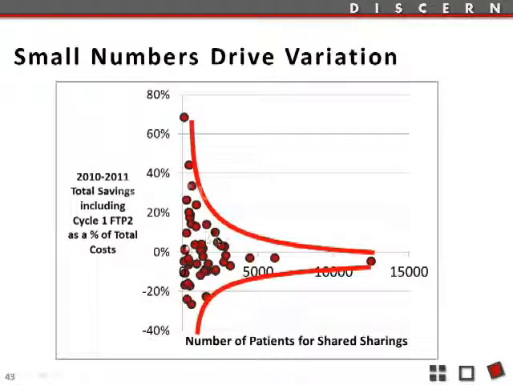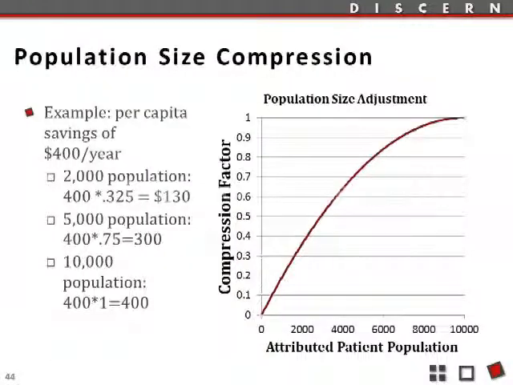We still have a number of practices that are clustered around the benchmark, right? But then you see, especially at the very small provider population levels, a lot more volatility, a lot more variation around the amount of savings that we observed. And all of this data is very consistent with a lot of that variation being driven by random volatility. So by applying a compression factor to these calculations, you can basically offset that volatility.